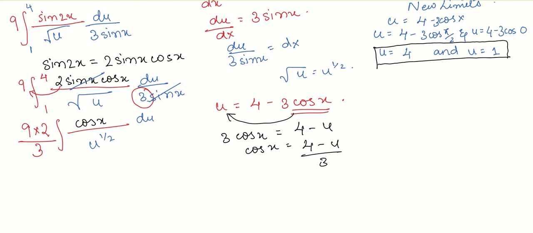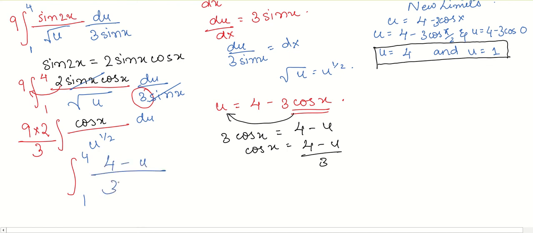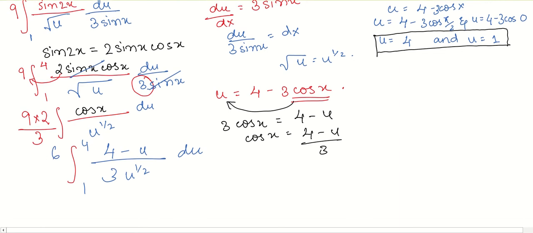Basically this is the integral, and we have 4 and 1 as the new limits, and cos x is basically (4 minus u) divided by 3. There was u to the power of 1 by 2 already present, so that's also going to be there in the denominator. And what you have for du, this is 9 into 2, 18. 18 divided by 3, which is 6. Okay, so now let's scroll down.